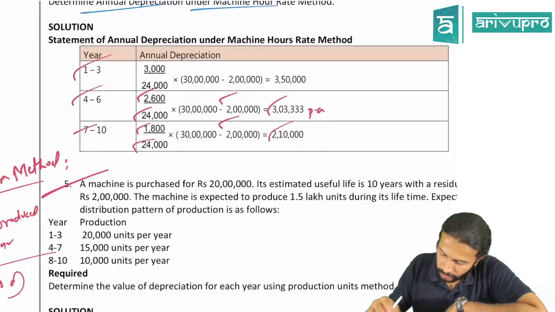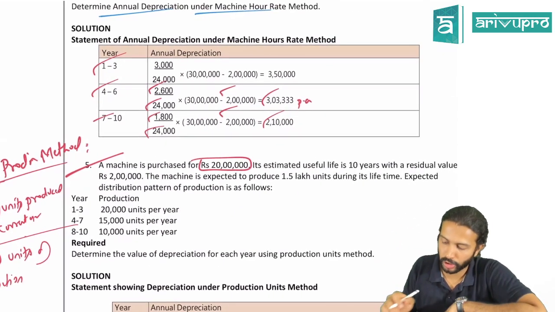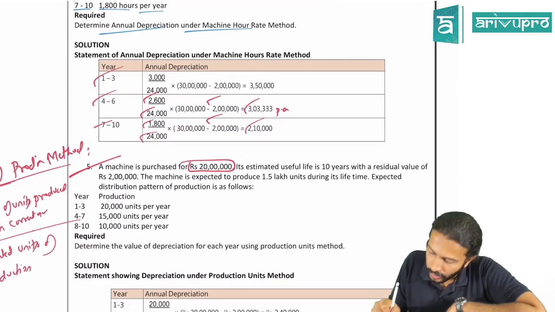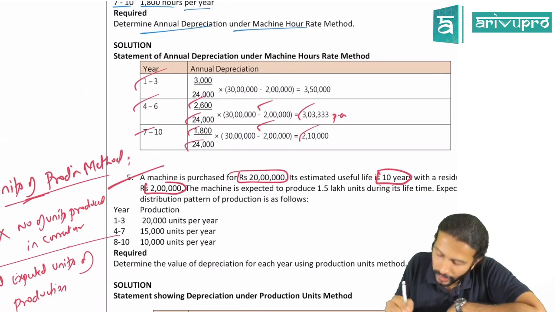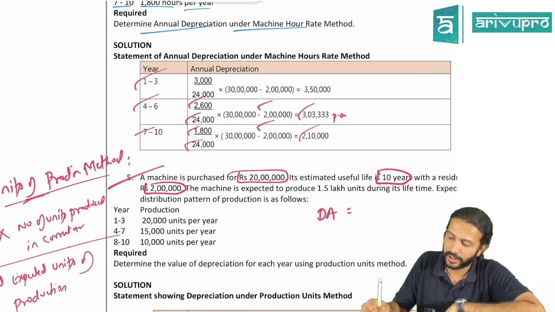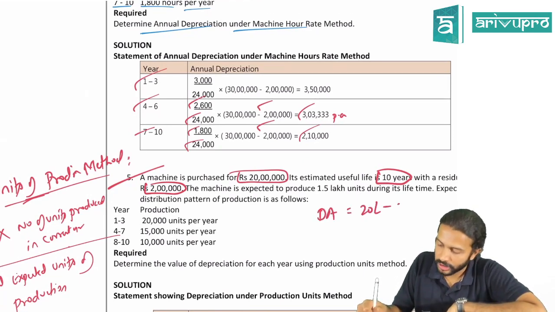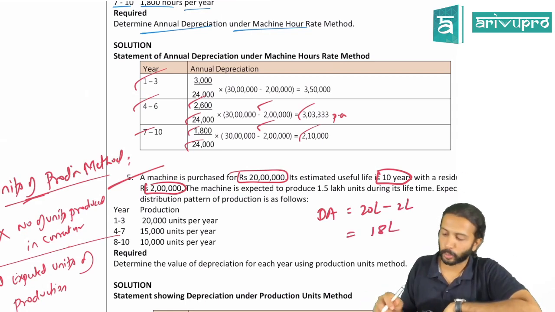Okay. Machine is purchased for 20 lakh rupees. So that's your original cost. It is estimated useful life is 10 years with a residual value of 2 lakh rupees. That means what is DA, sir? DA will be 20 lakh original cost minus salvage value 2 lakh. So depreciable amount is 18 lakh rupees.